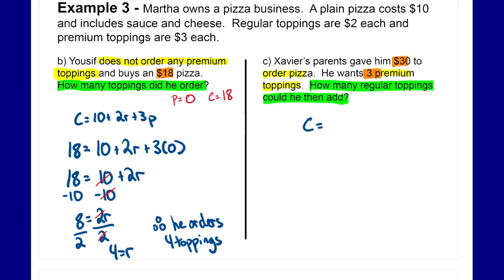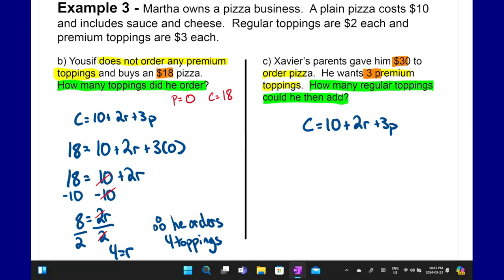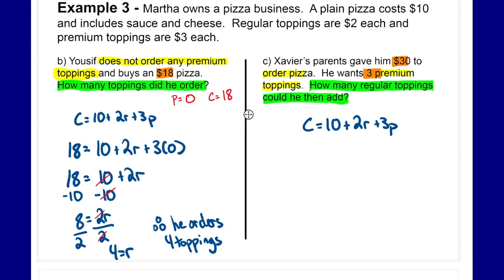I'm going to start off with what I know. C equals 10 plus 2r plus 3p. That's our equation. We want to solve for the number of regular toppings, so I should be solving for r, because r represents the number of regular toppings. That means we have to fill in values for c and p. Well, go back to our question. The cost can't be more than $30, so c has to equal 30. P equals 3 because he says he wants 3 premium toppings.